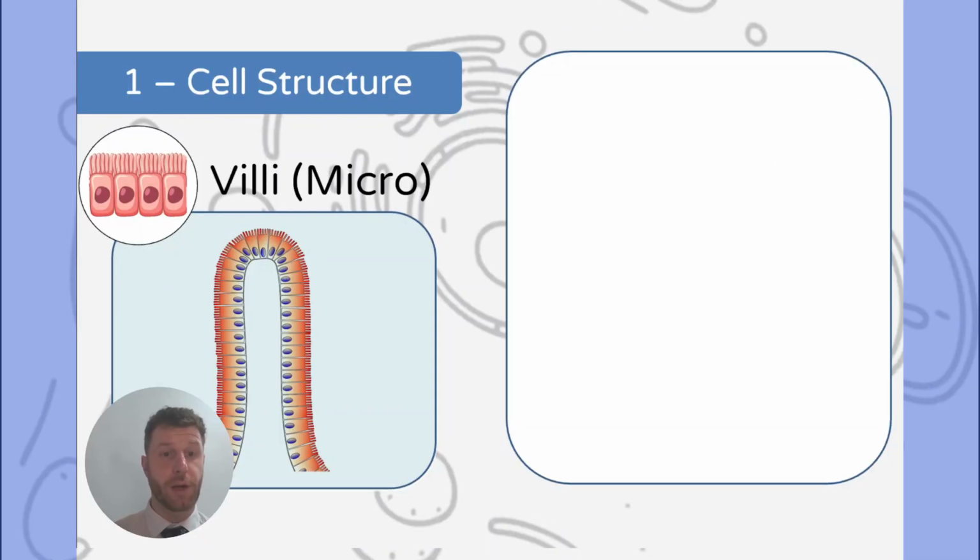Last but not least, we're going to look at the microvilli. They are found on the villi which are in the intestines. Now, microvilli are very different to cilia but can easily be recognized as one another because they look so similar.